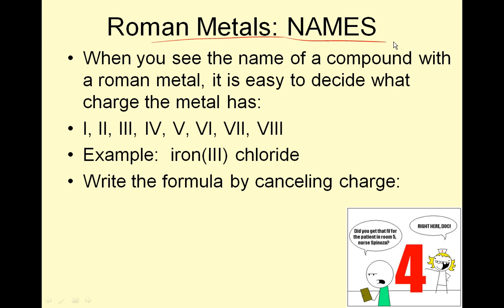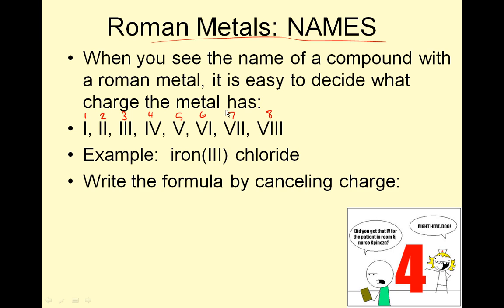Those are the metals that are not always the same charge. So, how do you know that's a Roman metal? Well, it's not an always metal, and so you know it could have variable charge. If I give you the name, I have to tell you what Roman numeral it is, what charge it is, meaning I'm going to tell you how many electrons it lost.